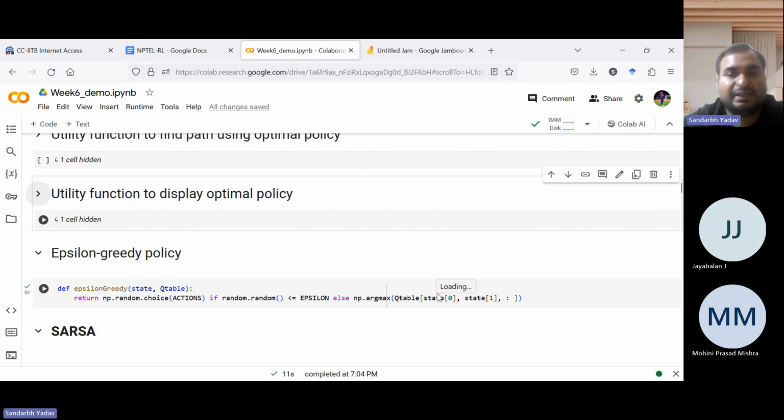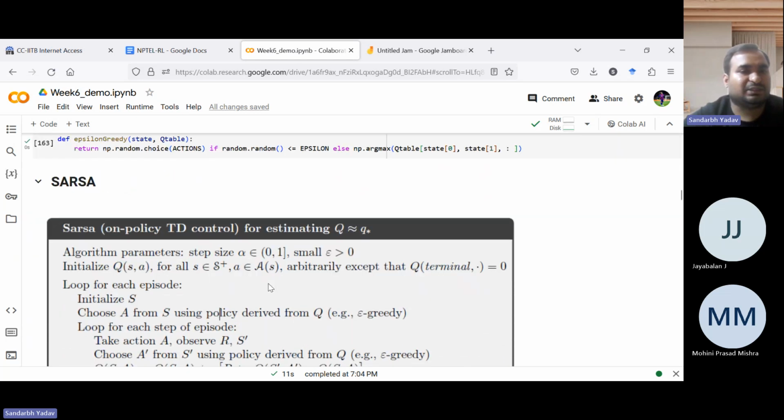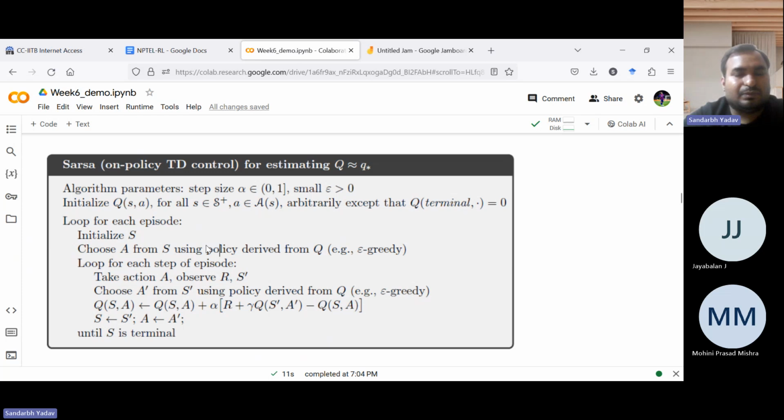So here you are seeing two state components because our state comprises two coordinates, right? X coordinate and Y coordinate. So now let's move to the first implementation, which is SARSA. So this is the SARSA algorithm. This image is from the Sutton and Barto book only.